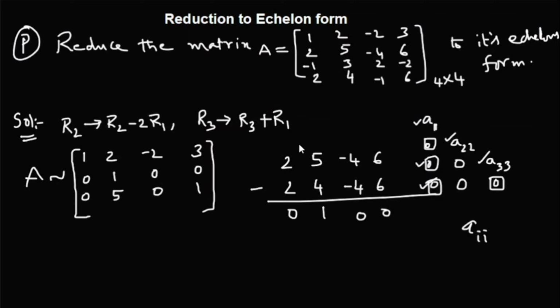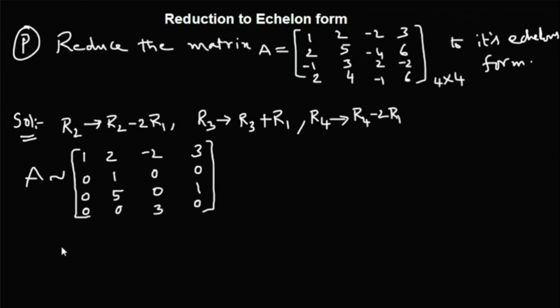Okay. And then we have to get 0 here. That means R4 implies R4 minus 2R1. Just like in the first equation, you multiply this by 2 again. So 2 minus 2, 0. 4 minus 4, 0. Minus 1 minus of minus 4. Minus 1 plus 4, 3. 6 minus 6, 0. Okay. So this is the first step.